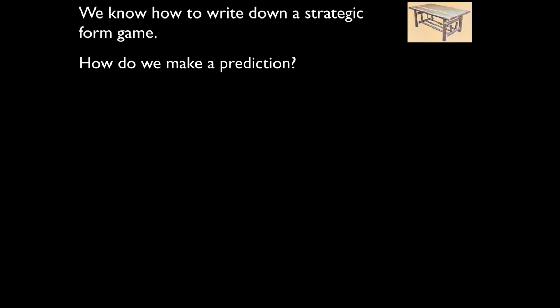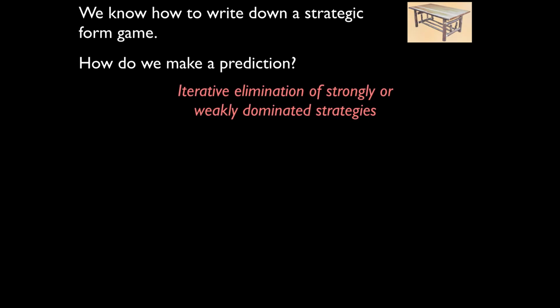All right. Now let's review. We know how to write down a strategic form game, or a table. How do we make a prediction? Let's review. What's the first method we used? Iterative elimination of dominated strategies, strongly or weakly. Okay. What's the second method we have? Was that enough, by the way? Why is this not enough? Because sometimes there's no domination. Sometimes it just doesn't work as a prediction. So what do we do next?